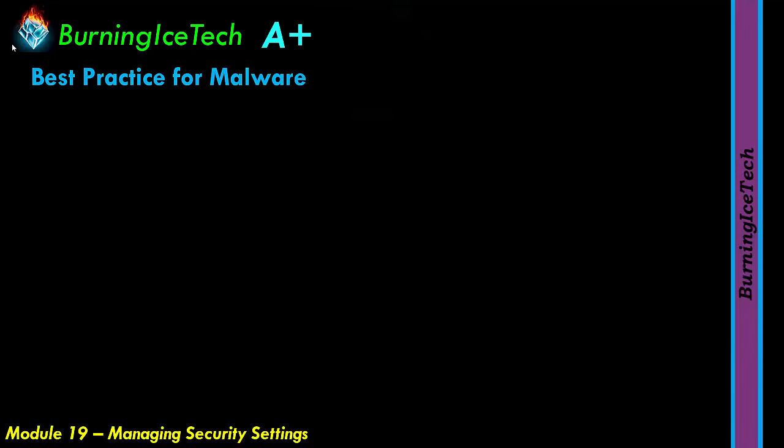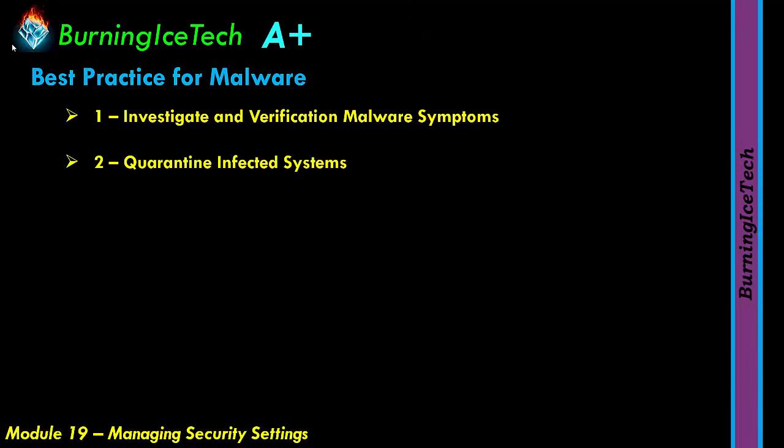So step 1, investigate and verify the malware symptoms. So this is not your machine. If this is somebody else's machine, maybe just make sure there actually is malware, because sometimes people exaggerate. They think, oh, I've got malware, meanwhile the machine is just acting up weird. So maybe just investigate and verify that this actually is malware. If you suspect that this might legitimately be malware, quarantine the infected system or systems.